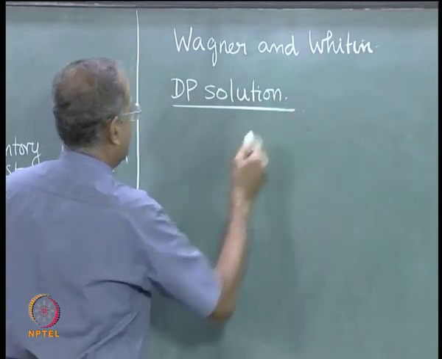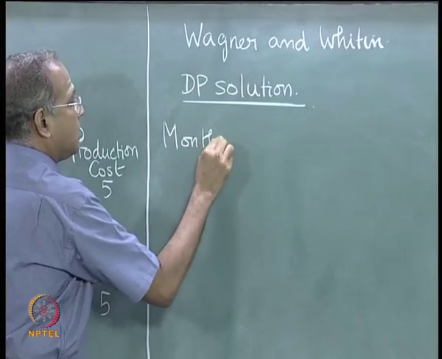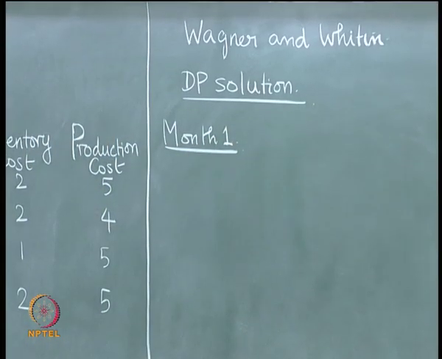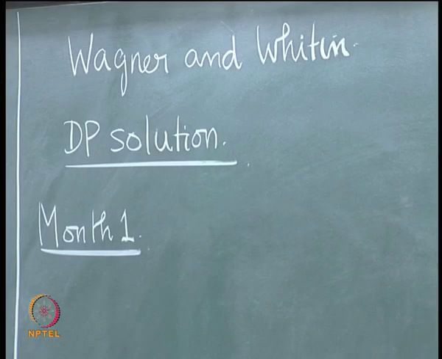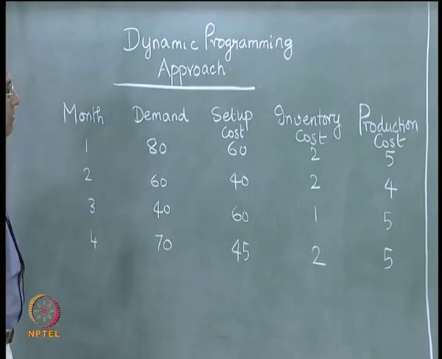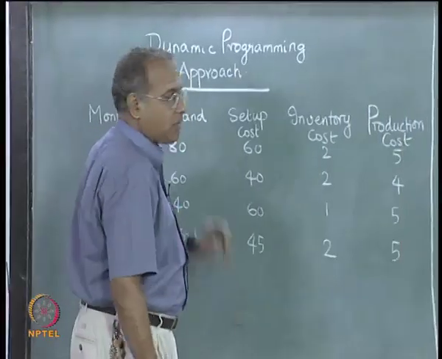So, let us start with trying to meet the demand of month 1. So, we first look at trying to meet the demand of month 1. There is no beginning inventory, so we have to produce in month 1. So, demand of month 1 is met only in one way, by deciding to produce.